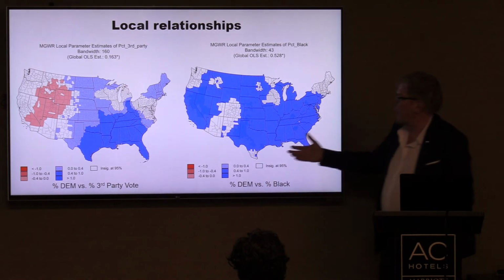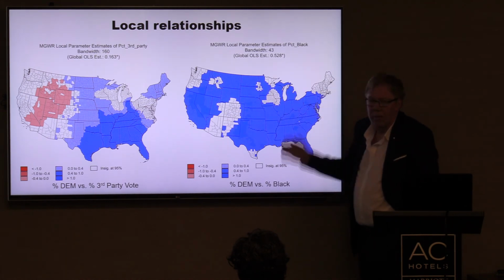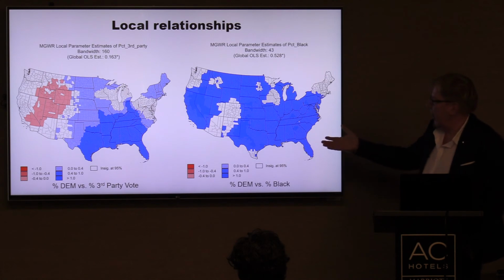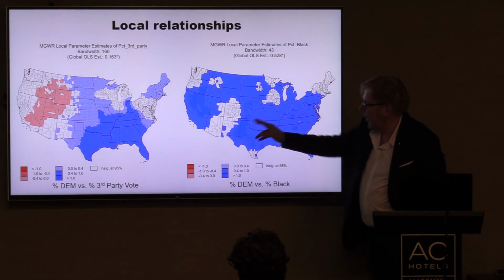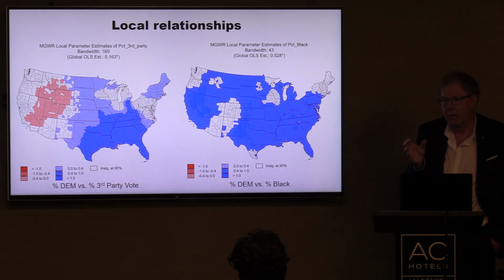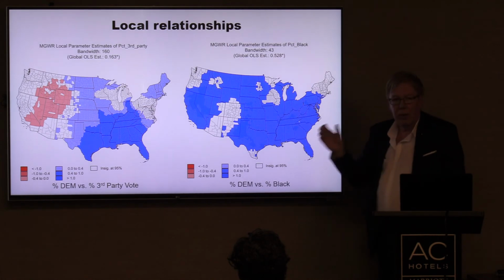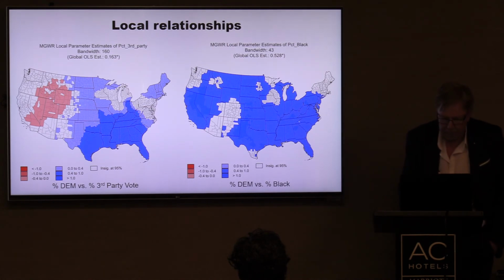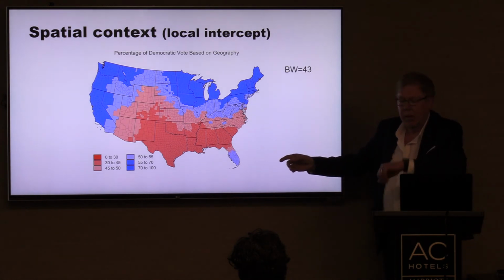And obviously, what joins all these is a very low concentration of African Americans. And so you're seeing again the impact, and the big gradations in here. You can't see it there, but there are darker blues and lighter blues in here. So the impact of African American voters on the Democratic vote varies quite substantially locally across the country. And then finally, the intercept picks up context.